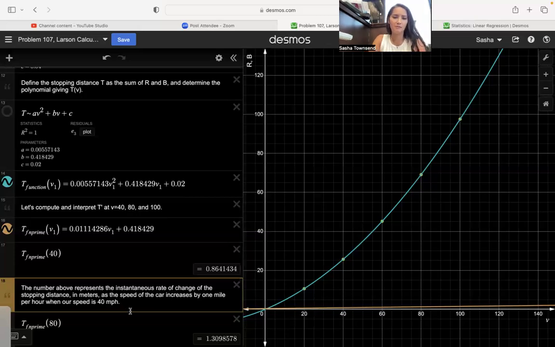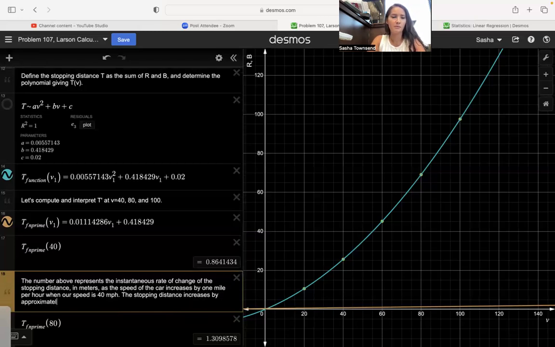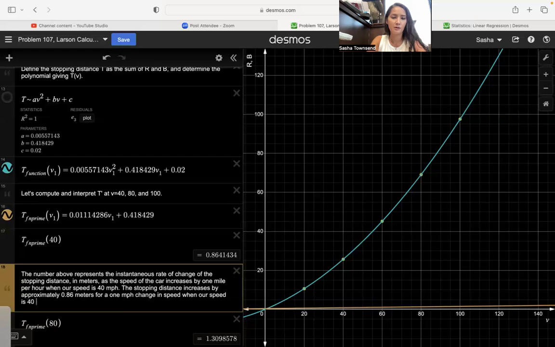So let's write that down. The stopping distance increases by approximately 0.86 meters for a 1 mile per hour change in speed when our speed is 40 miles per hour.